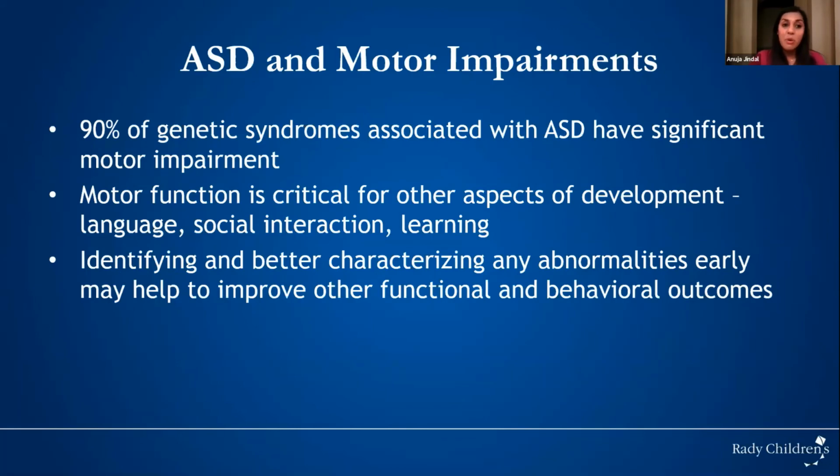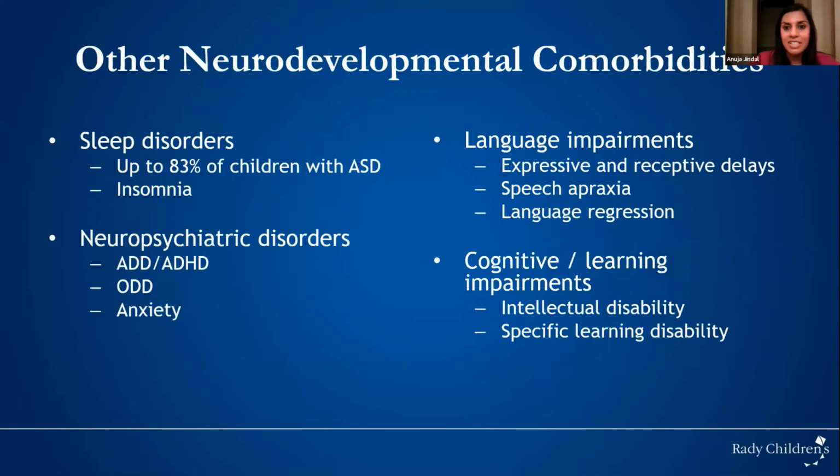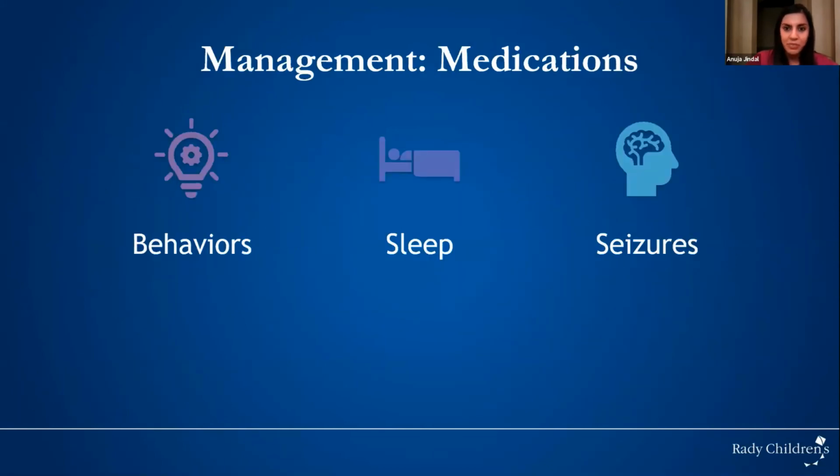We see a lot of motor impairments in children diagnosed with autism. And I'm going to skip through this a little bit because I know we're running out of time. What I really did want to talk about just a little bit more is ASD and COVID-19. And so you can see that there's lots of other things that children with autism can suffer from. And so depending on their symptomatology, we'll manage things in a different way.